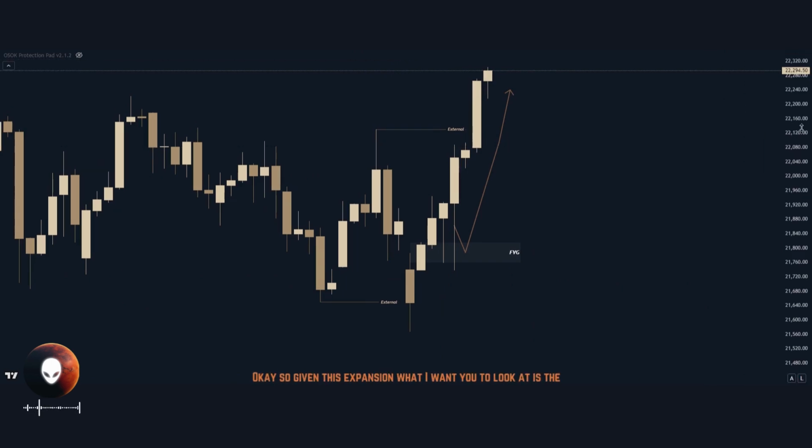Okay, so given this expansion, what I want you to look at is the small FVG that was created after price took out the external liquidity. Right there, because we are bullish on the day, we want price to go into that FVG and then take a long from the lower time frame. Given the candle that comes afterwards, we see a huge rejection off of that FVG, so it probably gave us a great entry on the lower time frames.